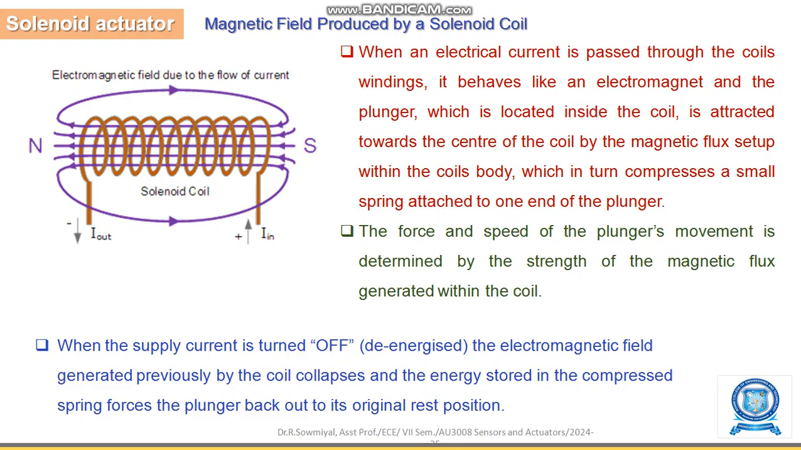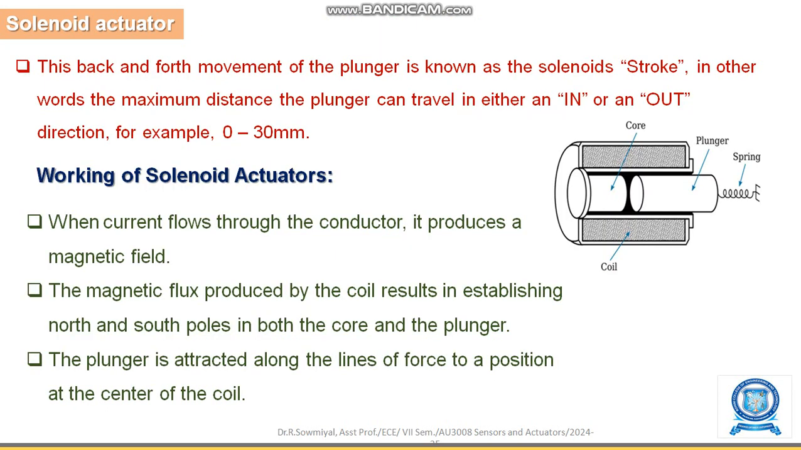When the supply current is turned off, the magnetic field generated previously by the coil collapses and energy stored in the compressed spring forces the plunger back to its original rest position. This back and forth movement of the plunger is known as the solenoid stroke. In other words, the maximum distance the plunger can travel in either in or out direction, for example 0 to 30 millimeter.